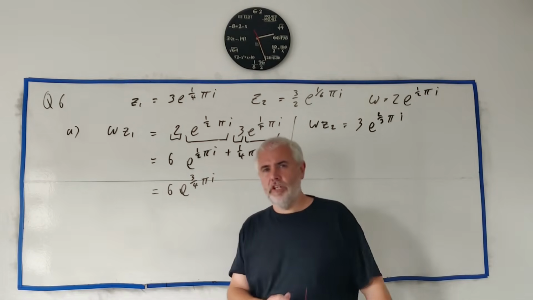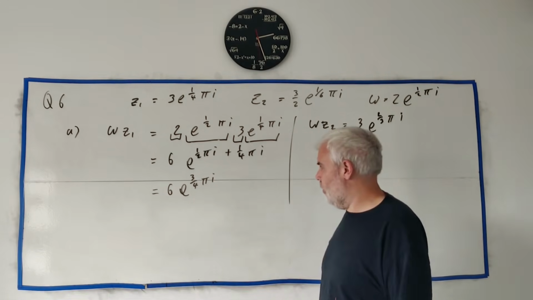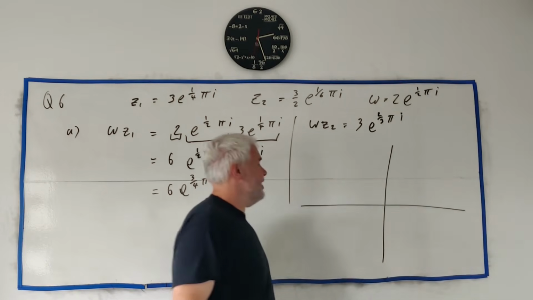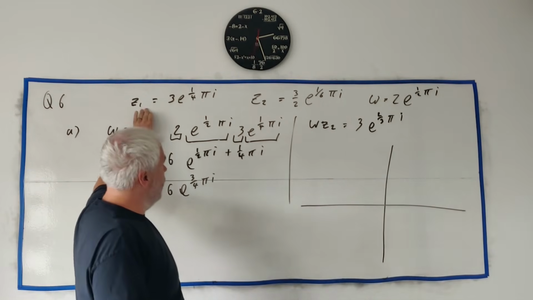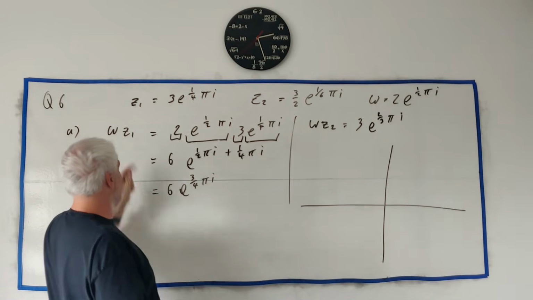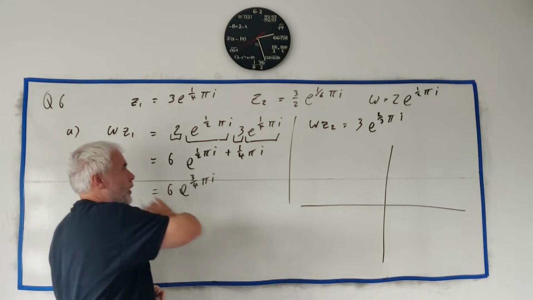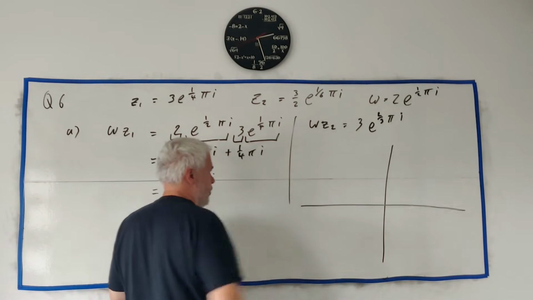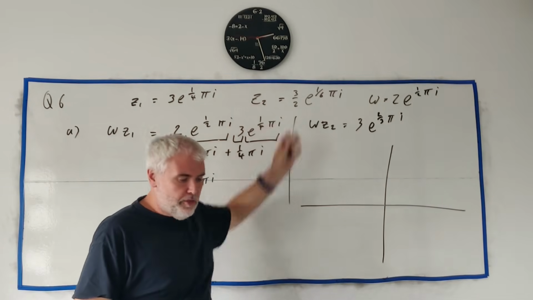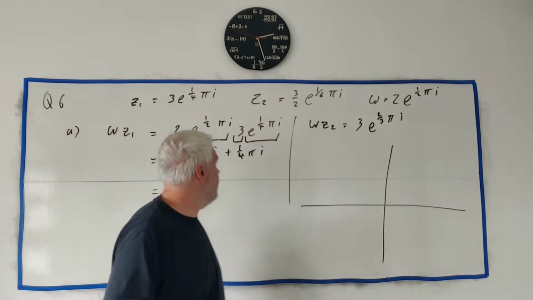For part B, they want us to make a sketch on an Argand diagram. Remember, a sketch can be rough, it doesn't have to be too exact at all. They want us to put z1 and z2, and they want these two things we just did, omega z1 and omega z2. We want to draw all of them. Another great thing about complex numbers like this is they're really easy to draw.